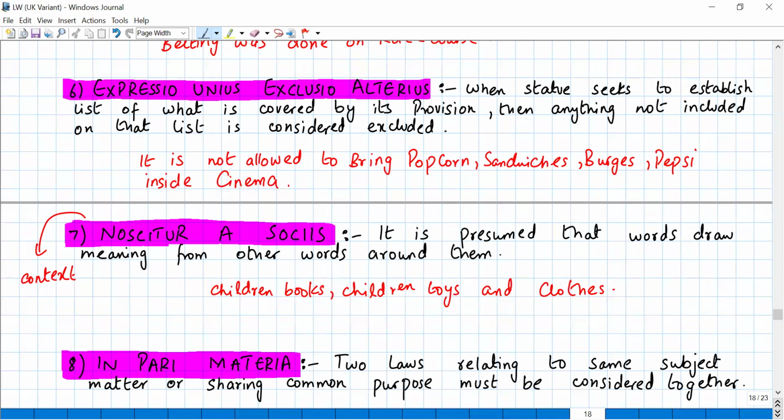Got the point? In a law, if you are trying to establish a list of the things that you want to exclude, that you cannot bring these things in a certain place, then anything not mentioned in that list is considered excluded. So that is why when you go to the cinema, it is written that no food or drinks allowed, right? In food or drinks, everything comes under that. But if you are trying to make a list of the things that you should not take inside, then anything that is not included in that list is considered excluded.